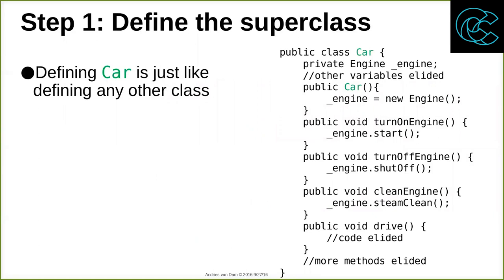Let's define the car class. You have the car class, and then you have one instance variable, which is the engine. The instance of engine is created within the car constructor. And there are a bunch of other methods like turn on engine, turn off engine, clean engine, and drive. So these are the methods of the car.